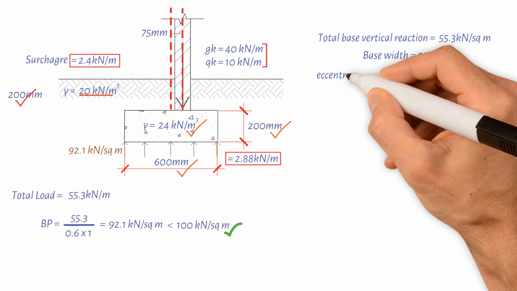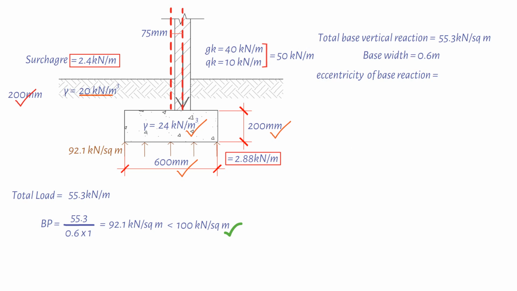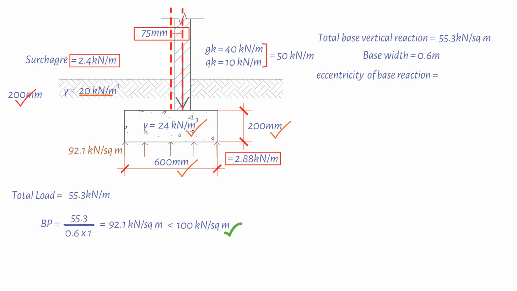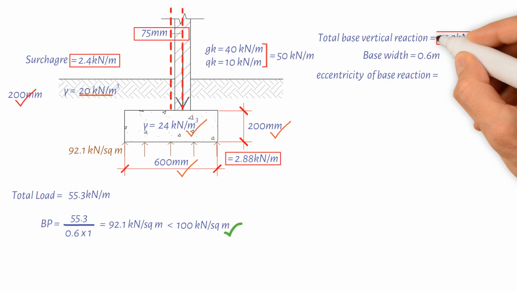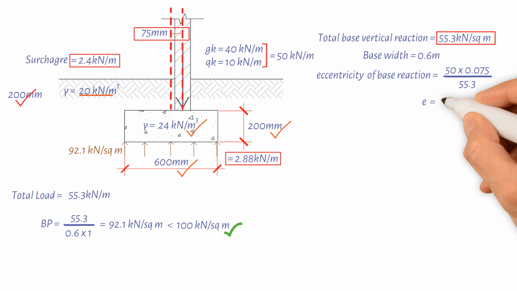So, eccentricity of base reaction equals total axial load, dead and imposed load, multiplied by eccentricity 75 mm, divided by total base vertical reaction 55.3 kilonewtons per meter. As a result, the eccentricity of the base reaction is 67.8 mm. Next, calculating the base pressures.